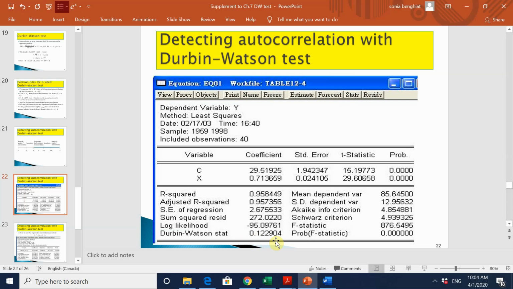Okay, so what does this mean? Well, I need to compare it to the critical Durbin-Watson values for an alpha of 0.05. I'm going to look at my sample size of 40, and I have one predictor. In other words, I want the critical Durbin-Watson values for alpha equals 0.05, n equals 40, and k equals 1.